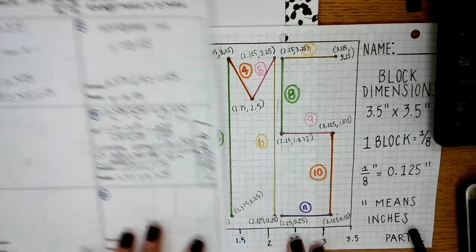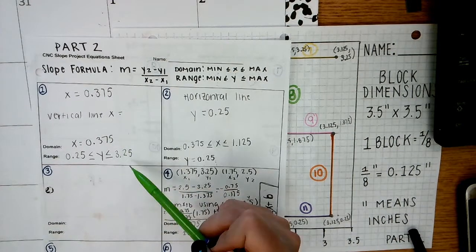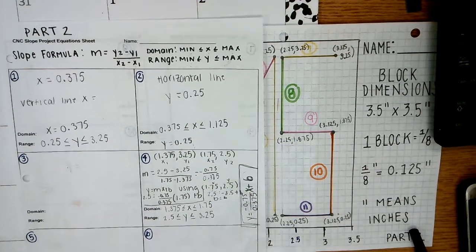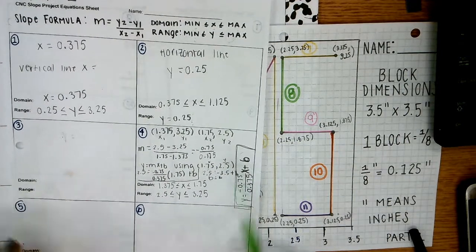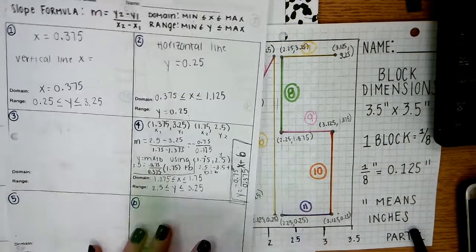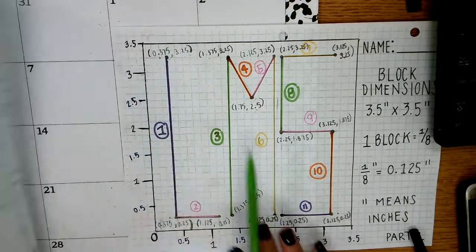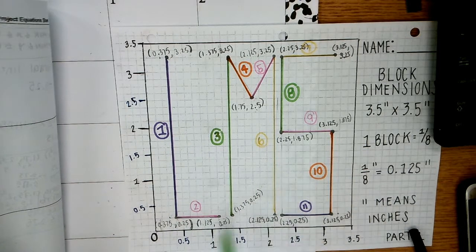Alright, so we've gone over how to do the equation and domain and range of a vertical line, a horizontal line, and a diagonal line. So that is how you complete part 2. You would write the equation for every numbered line segment on your picture.